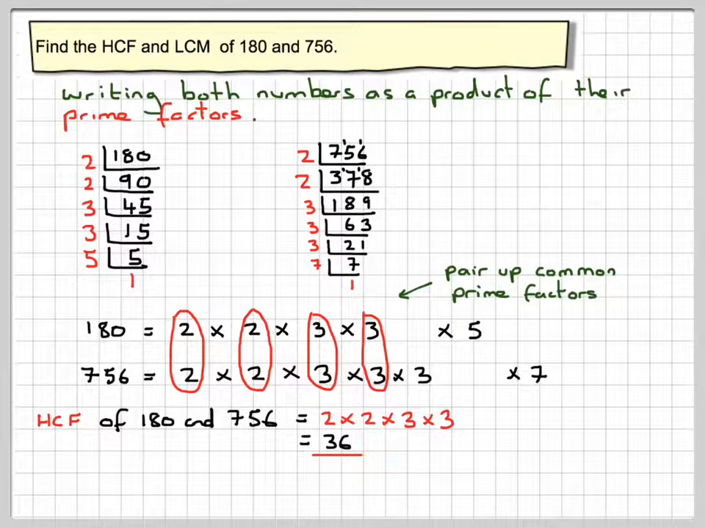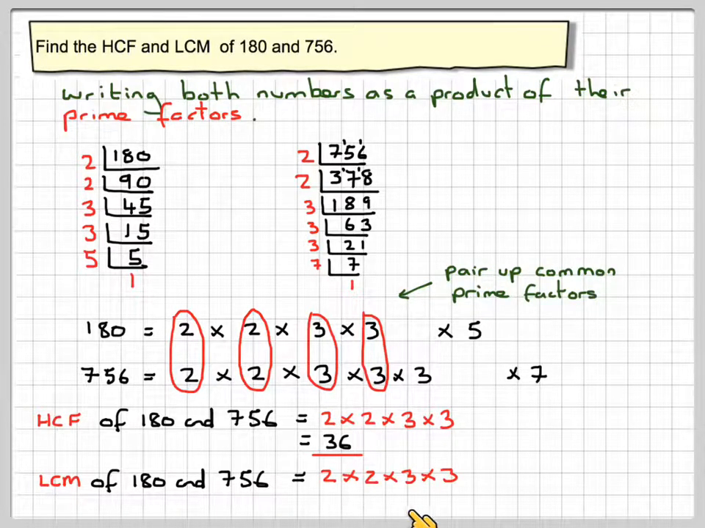Now for the LCM, again, you take the ones which are paired up, you write those down once only, so 2 times 2 times 3 times 3. But we've got left over a 3, a 5, and a 7. So we're going to write times 3, times 5, times 7. So for the LCM, you take the pairs, and then anything that's left over.